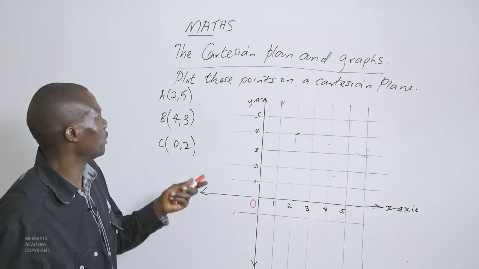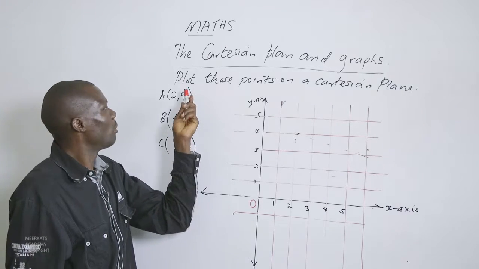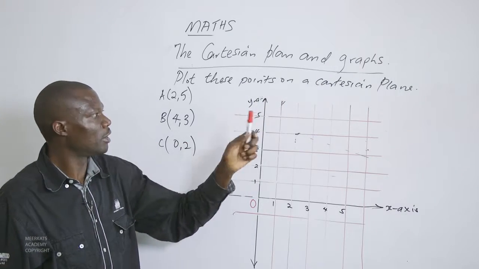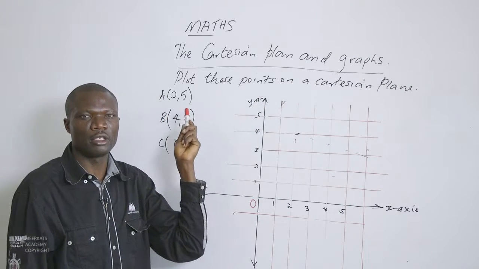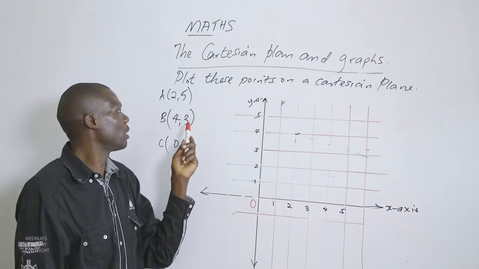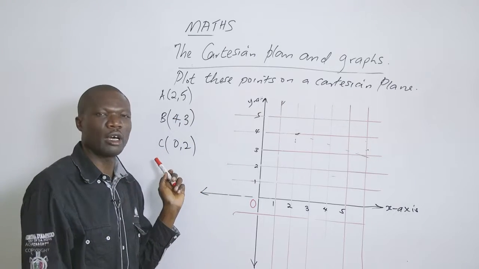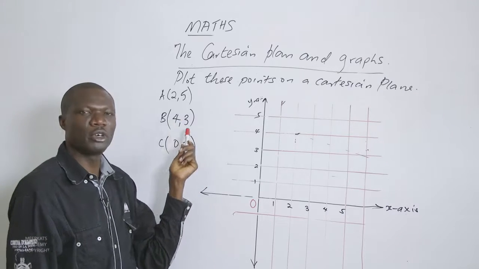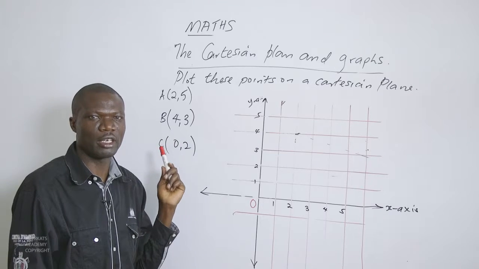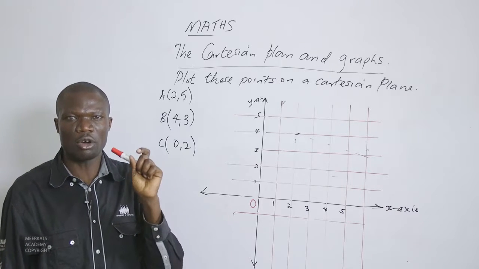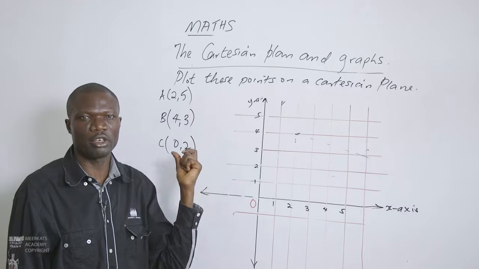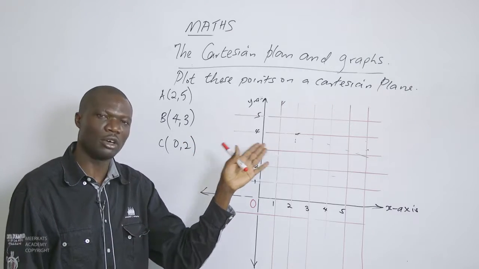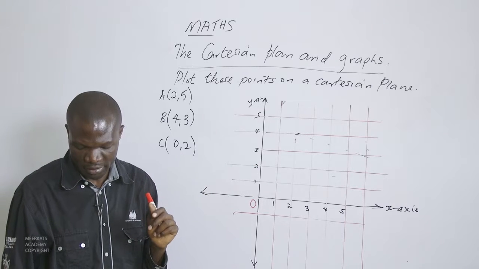So the question reads, plot these points on a Cartesian plane, and the points are A (2, 5), B (4, 3), and C (0, 2). These three points, A, B, and C, each represent a coordinate. So we have three coordinates, and we want to illustrate them by plotting them on a Cartesian plane.